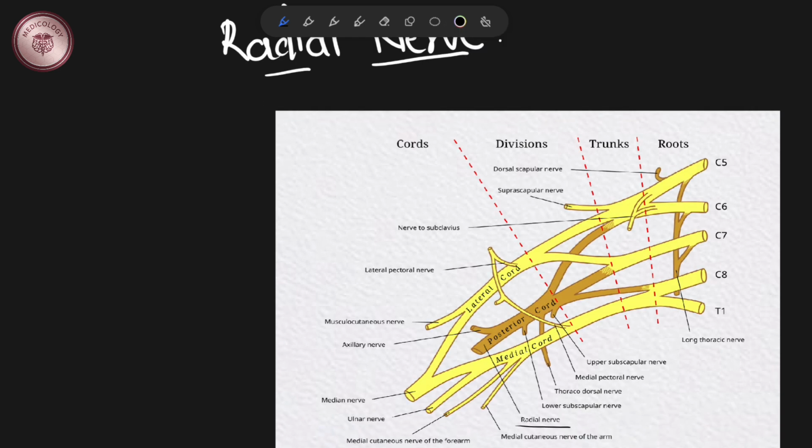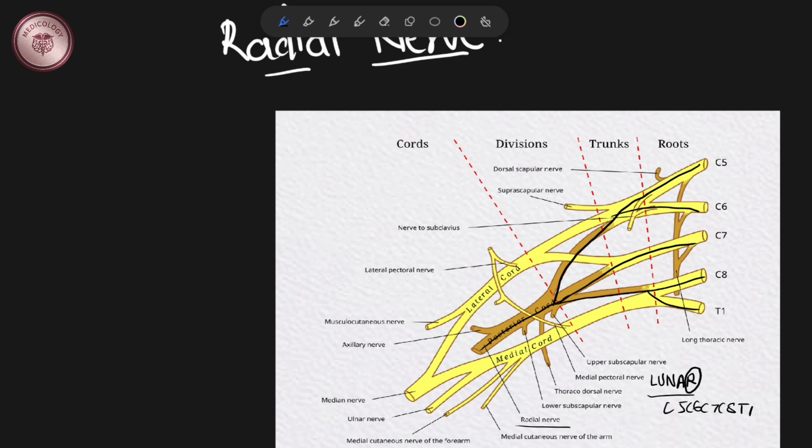It is originating from the posterior cord. We have learned in the brachial plexus that the posterior cord has 5 branches. Among that, R is for radial nerve. So it's coming from the posterior cord, and what is the root value? As we trace it down, it has C5, C6, C7, C8, and T1. So it is the largest branch of the brachial plexus.